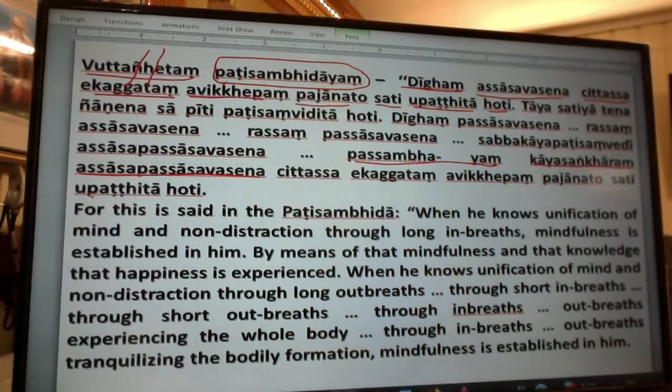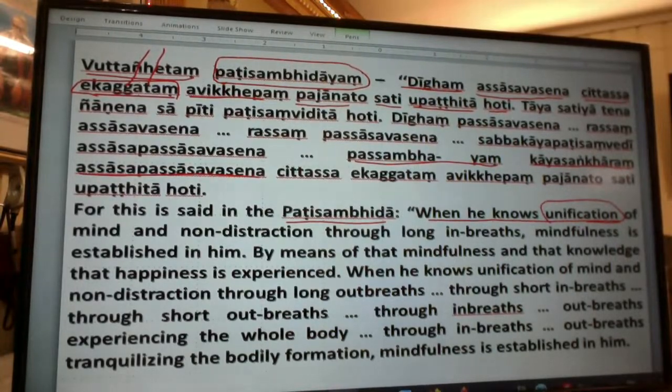Like this. So this Pali is in the Patisambhida. In the Patisambhida, Buddha mentioned. So the English translation of that Pali is, as said in the Patisambhida Pali, when he knows the unification. Unification is ekagada. In Pali, ekagada is unification, meaning concentration, isn't it? The concentration of mind. Ekagada, awikeban.